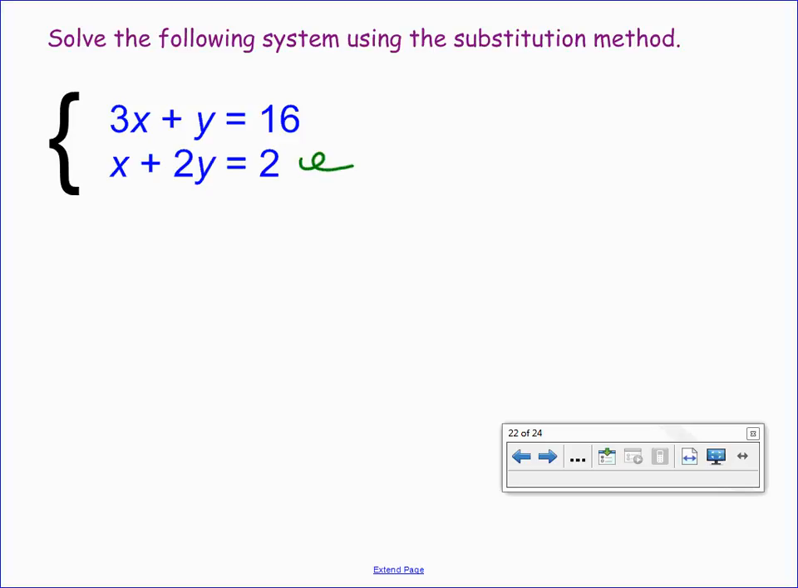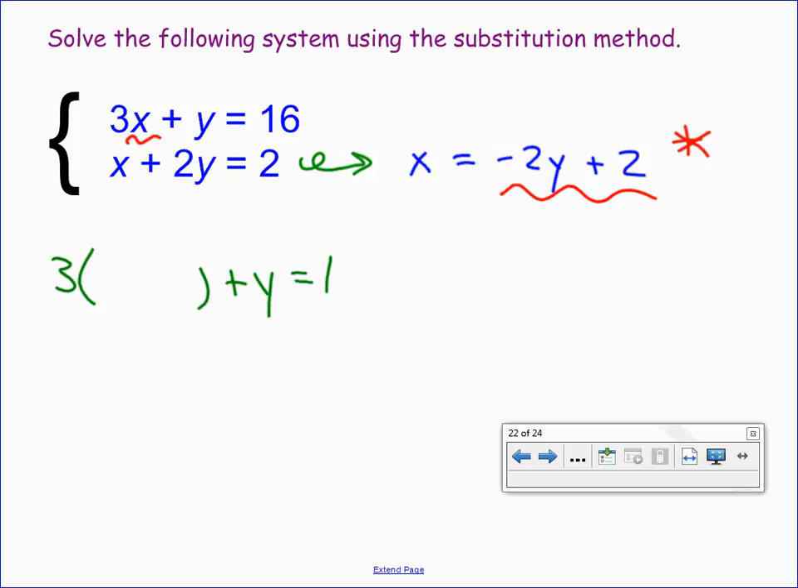In order to do that, I'll rearrange through subtraction, and I'll get x equals negative 2y plus 2. This will become my asterisk equation. This expression is what I'm going to substitute into the first equation everywhere I see an x. So let's do that together. I'm going to rewrite the first equation, 3x plus y equals 16.